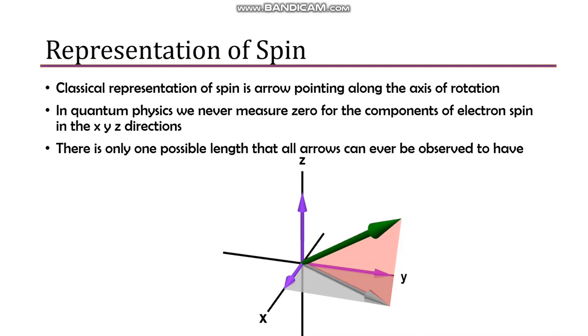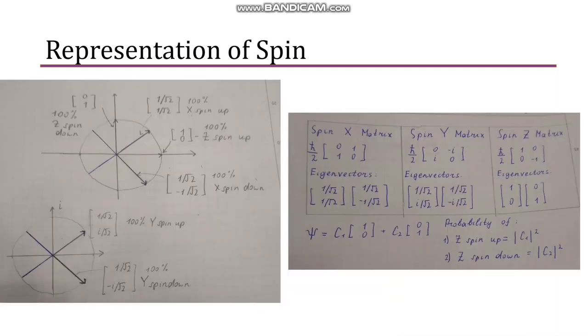For an electron, we are only able to measure one of these components of spin at a time, and there is only one possible length that all arrows can ever be observed to have. The z-axis arrow points up or down, but the length is always the same. There is another representation of spin in quantum mechanics. It is described mathematically by two numbers, or coordinates. These numbers form eigenvectors. Eigenvectors are shown on the right.